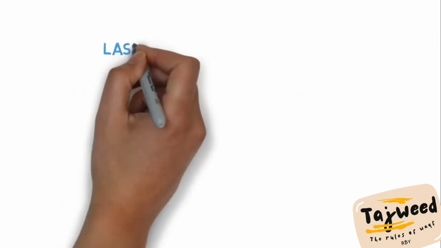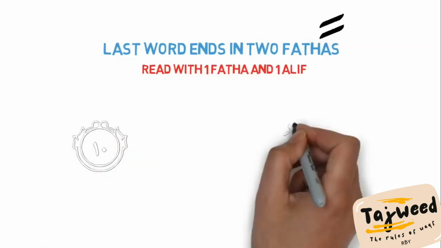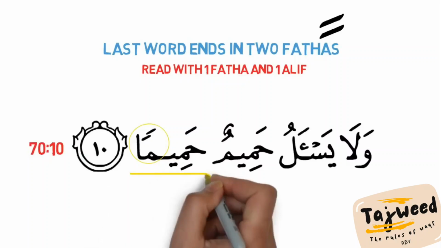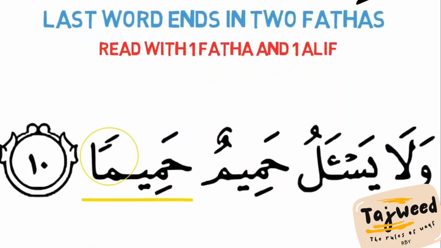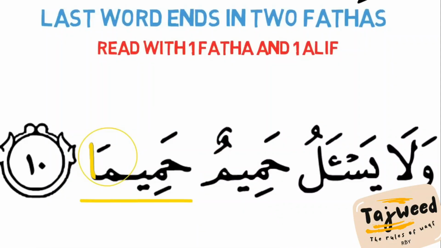If the last word ends in two fatha or fatha tanwin, we read it with one fatha and one alif. For example, the last word has fatha tanwin, the word reads hamiman. When we are reading and come to stop, we read it with one fatha and one alif. The alif is already there for us. Now we read it as hamima, not hamiman.